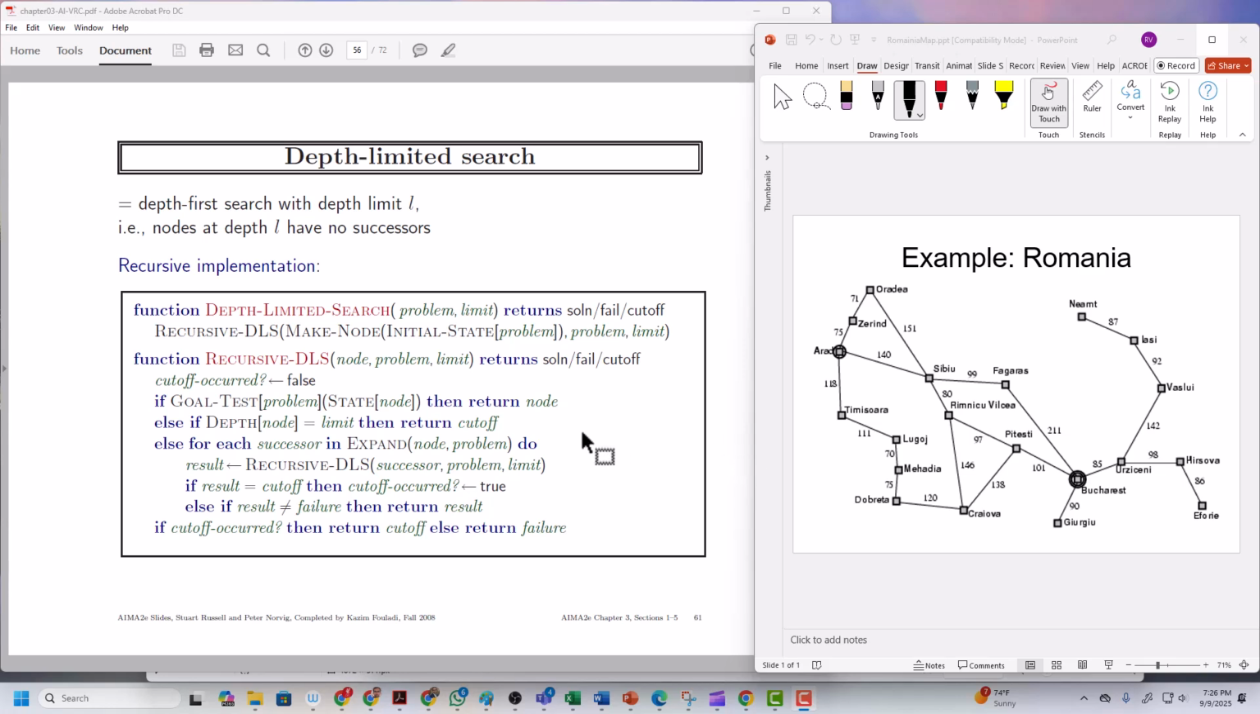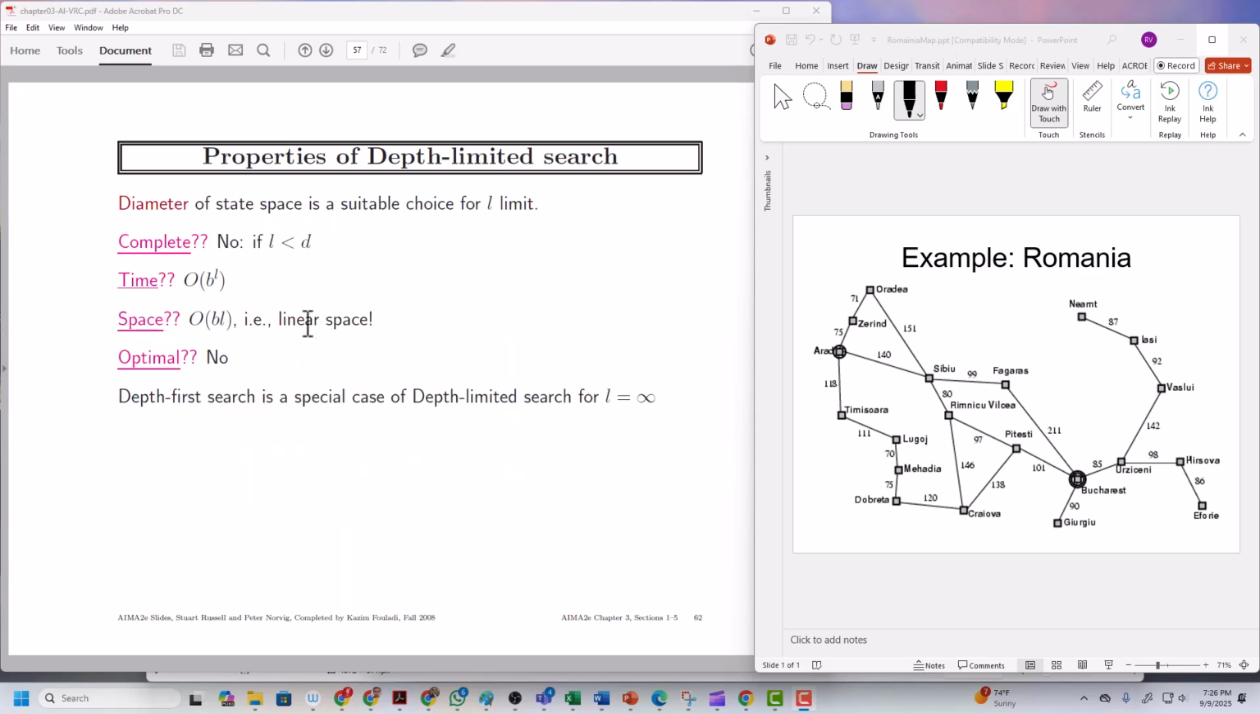The time and space complexity of this is very similar to DFS. DFS is order of b to the power m, but here it is b to the power l, because here m equals l. The space complexity earlier was b times m because you store all the successors in one path up to length m. Here the path length is l, so it's b times l. That is still linear. So optimality cannot be guaranteed.